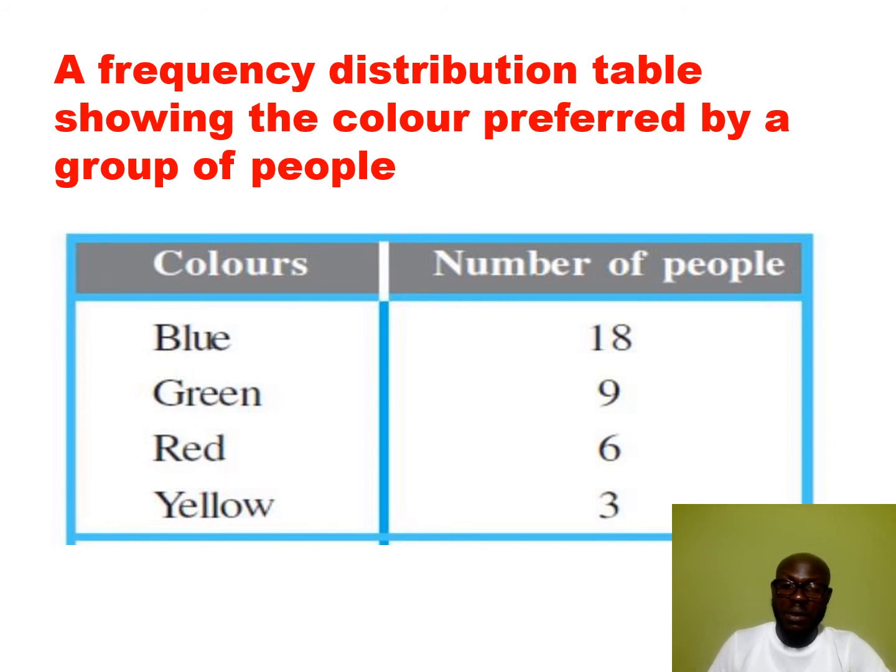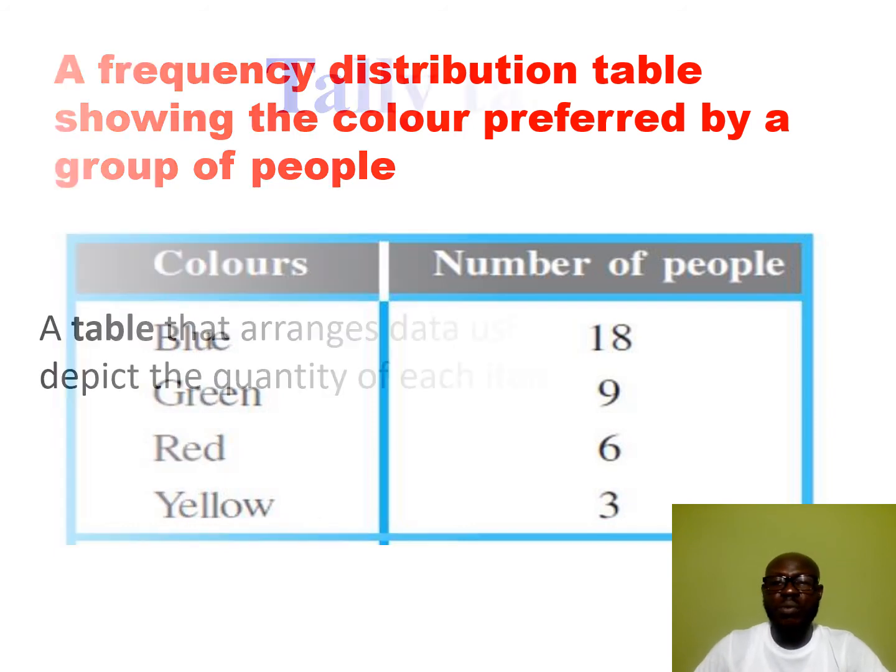9 people like green colors. Then 6 people like red colors. Then 3 people are interested in yellow colors. The number of people is the frequency as we discussed earlier on, the number of times an individual item keeps on occurring. So 18 people are interested in blue colors, then 9 people prefer green colors, 6 people prefer red colors, and 3 people prefer yellow colors. Good. Now let's continue. All right.